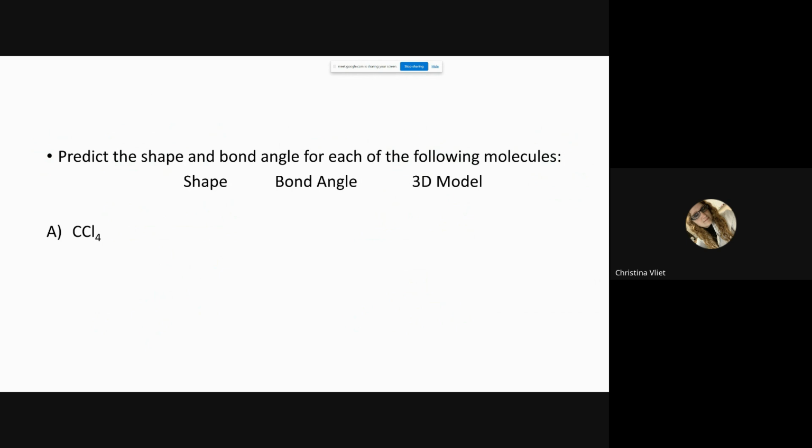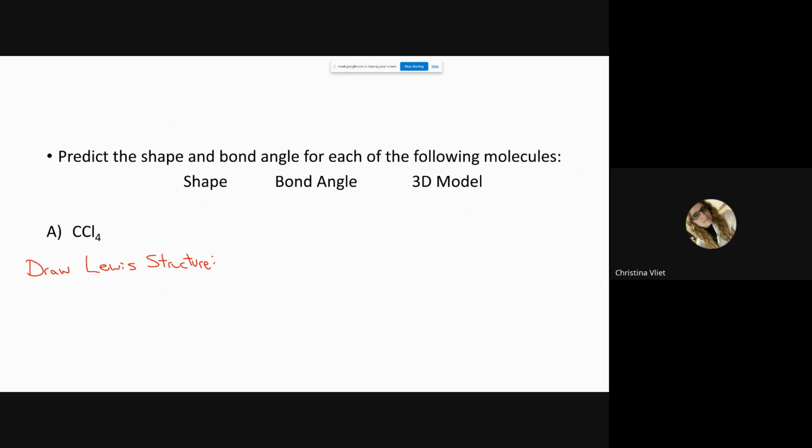CCl4. How would you know what the shape is? What do you think the first step should be before you do anything? This is also for the activity today. First step is going to be to draw the Lewis structure. And that's going to be the first step in most of the rest of this unit for anything else that we learned. Draw the Lewis structure. Well, can we draw that for CCl4?